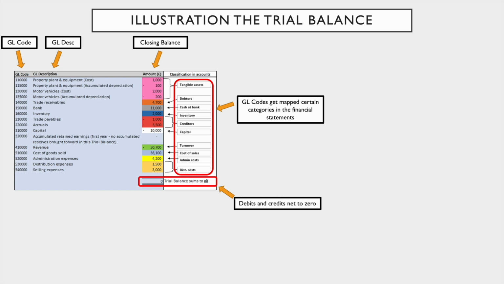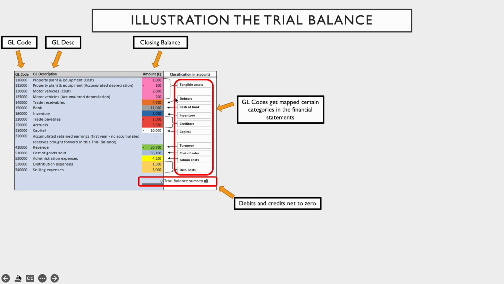So then, to take this a little bit further, I said that trial balances are used to create financial statements. Each of these trial balance codes would be mapped to a certain balance sheet or financial statement classification based on what that account is. Here, these accounts are all tangible assets, so non-current assets is set out here. I'll show the balance sheet in a second to see how that maps to the balance sheet.